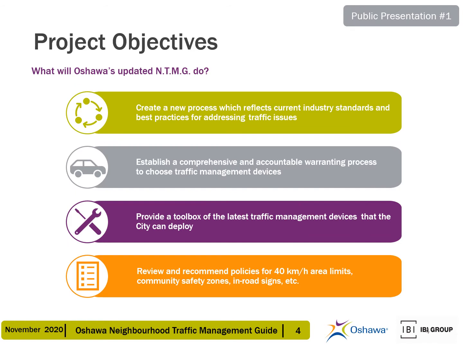The objectives of Oshawa's updated Neighbourhood Traffic Management Guide include: create a new process which reflects current industry standards and best practices for addressing traffic issues, establish a comprehensive and accountable warranting process to choose traffic management devices, provide a toolbox of the latest traffic management devices that the city can deploy, and review and recommend policies for 40 km/h area limits, community safety zones, in-road signs, and other tools.